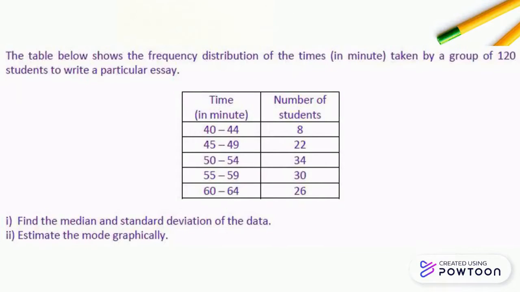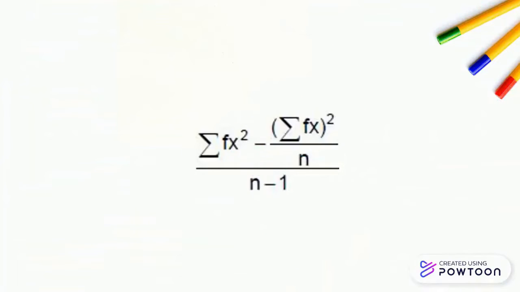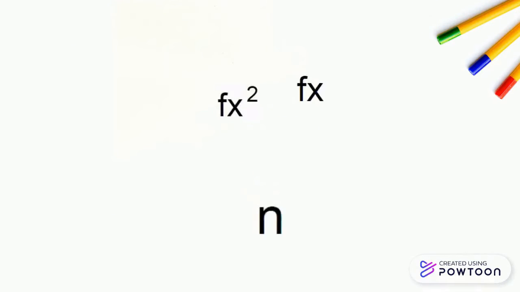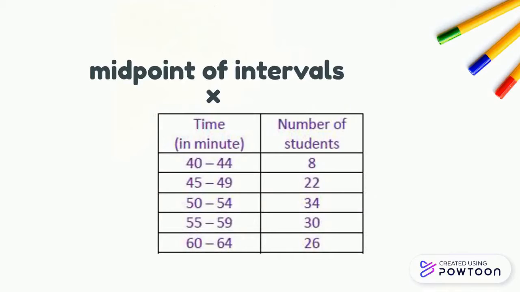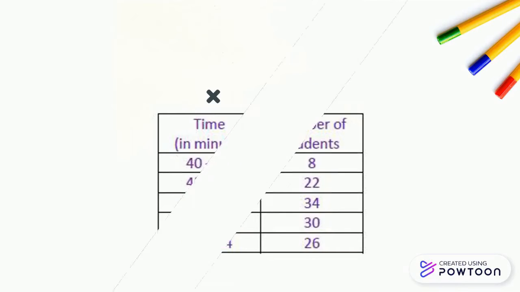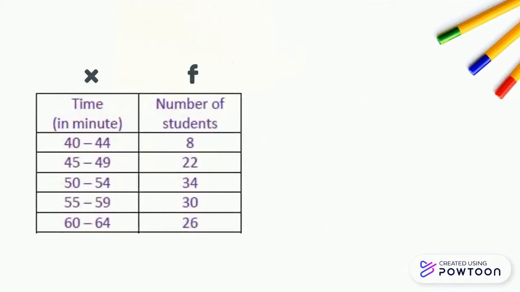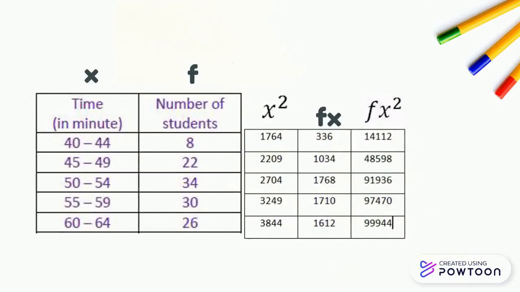Based on the question, we are given grouped data. By that, we will use either of these two formulas. First of all, we will need to fill in values in the formula given. We start off with time in minutes as x, whereby x is the midpoint of those intervals. The number of students will be the frequency, referred to as f. Based on the x and f given, we need to derive x squared, f times x, and f times x squared.